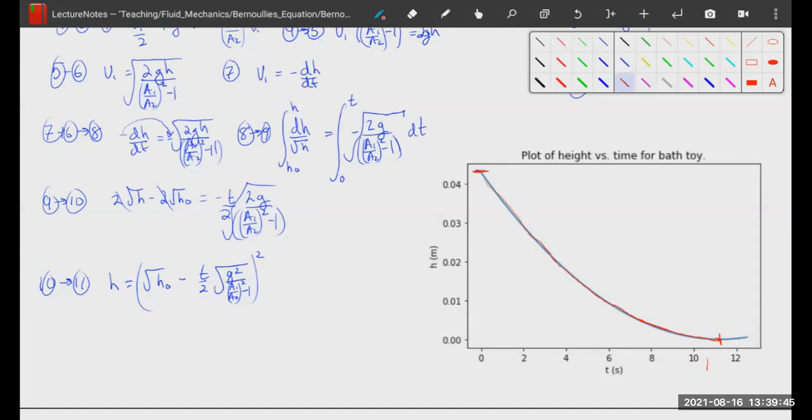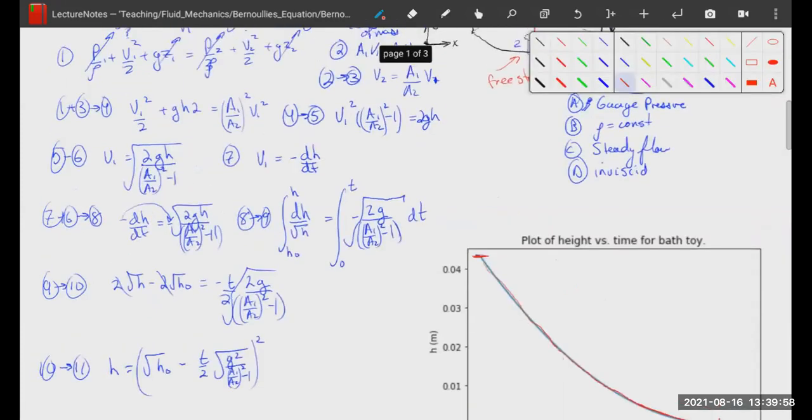Actually, it turns out this is at 11.2 seconds, right? Which is almost remarkably good for what I got out of that video, considering a couple things. This is not steady flow. The height of our liquid in our system is not constant, so it's not steady flow.